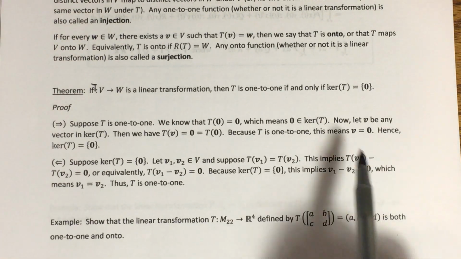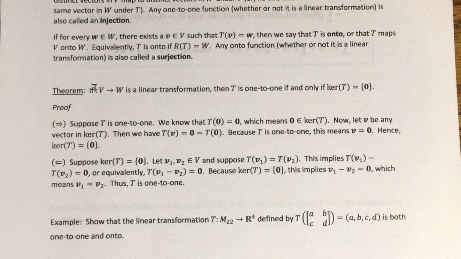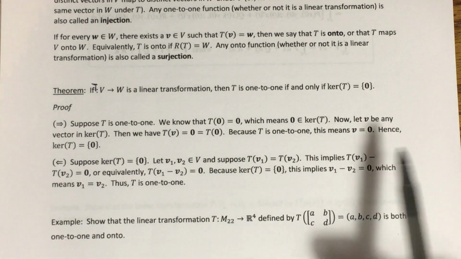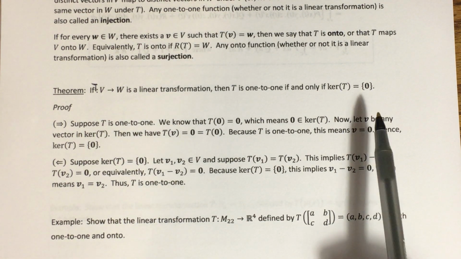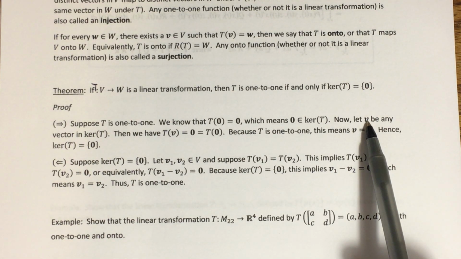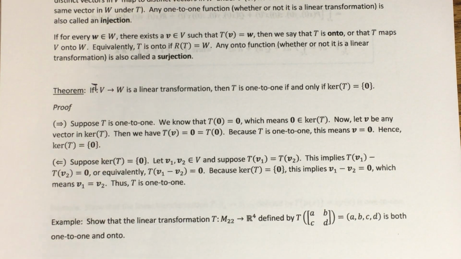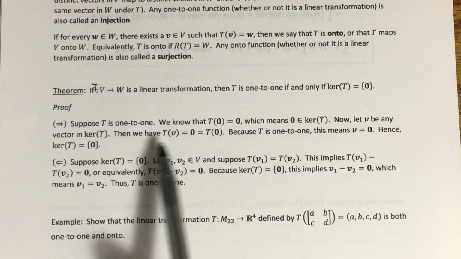But let's suppose that we just choose V to be any arbitrary vector in the kernel of T. Because I'm selecting V arbitrarily, if I can show that the assumption that V belongs to the kernel implies that V equals 0, then that would mean that 0 is literally the only thing in that kernel. So let's see what we can do with this.